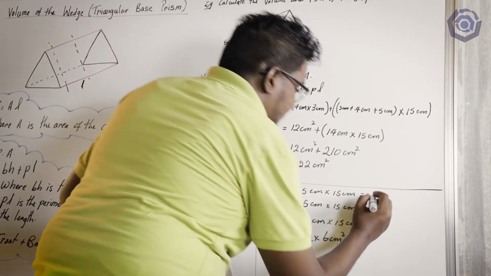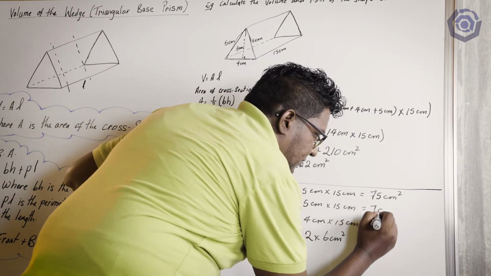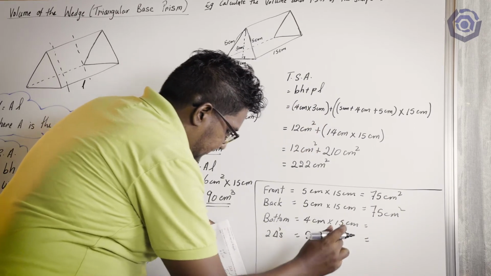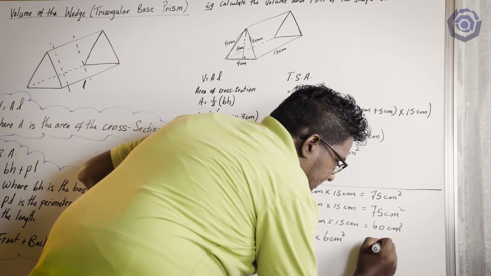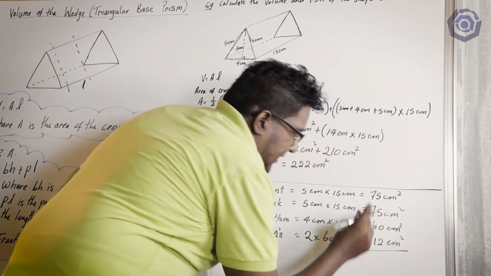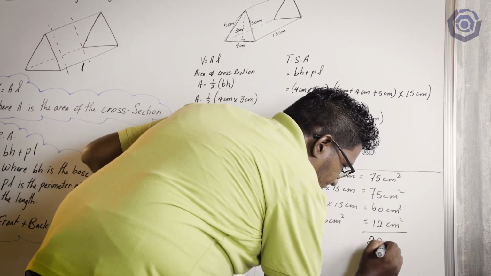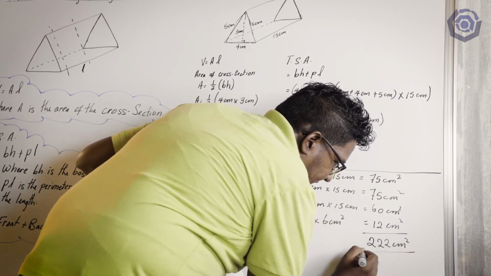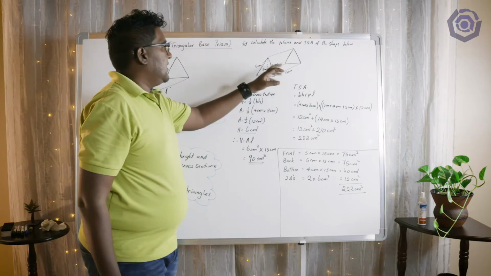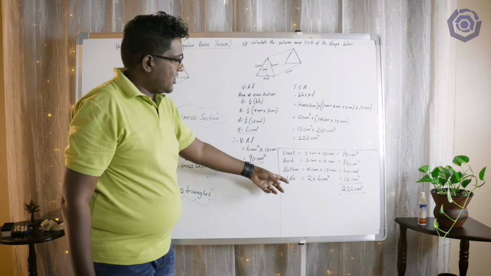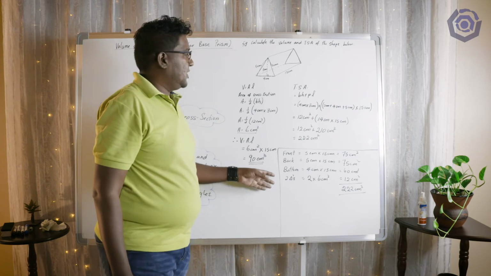So this is going to be 2 multiplied by 6 cm squared. So 5 times 15 is going to give me 75 cm squared. Same for this one. 4 times 15 is going to give me 60 cm squared, and 2 times 6 is going to give me 12 cm squared. Adding 75, 75, 60, and 12 is going to give me 222 cm squared. So even though you have the base and the height, you could use this formula, or you could resort to this one. Whichever one you want to use to find the total surface area, you're going to get the answer.